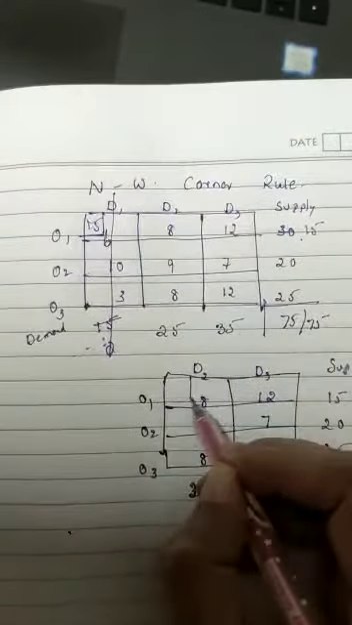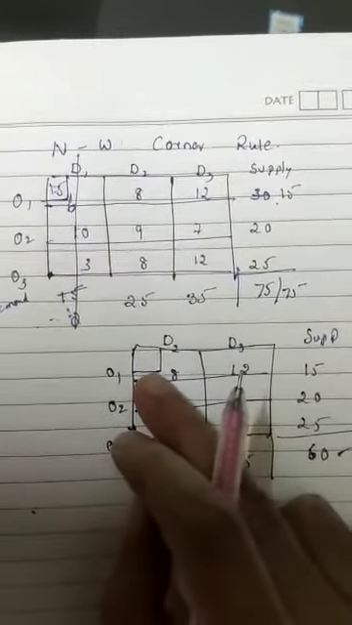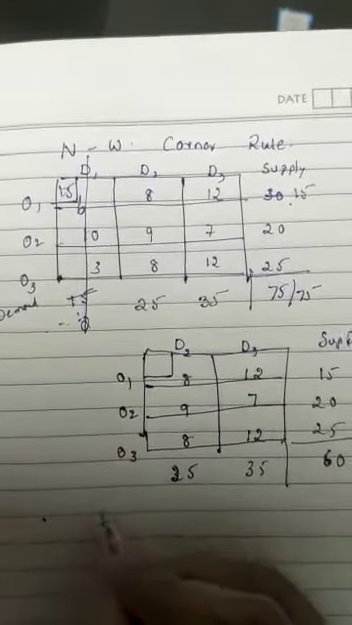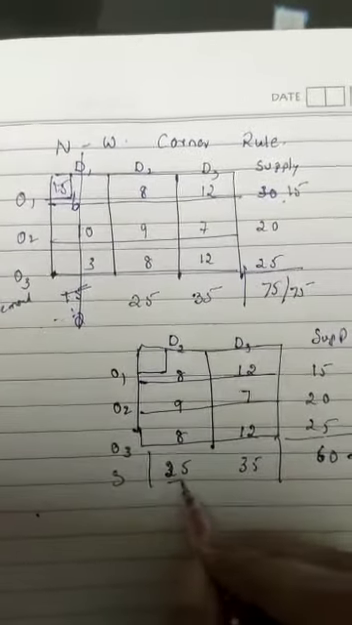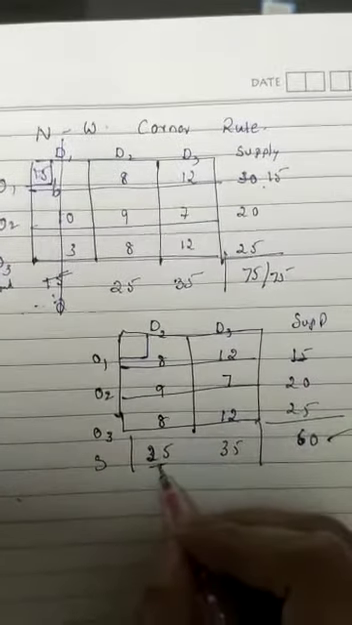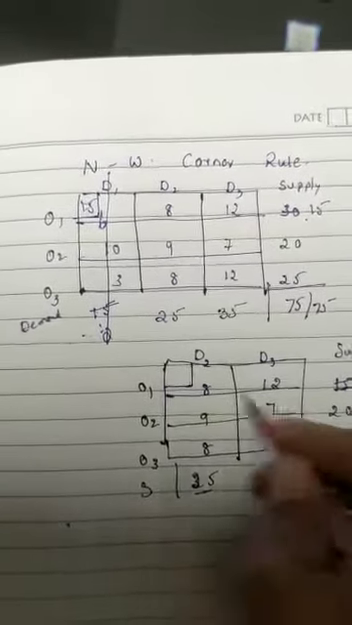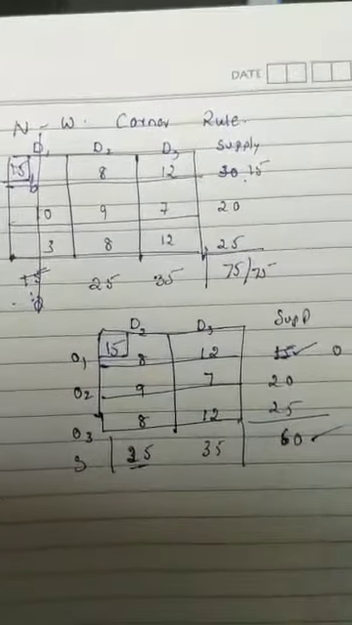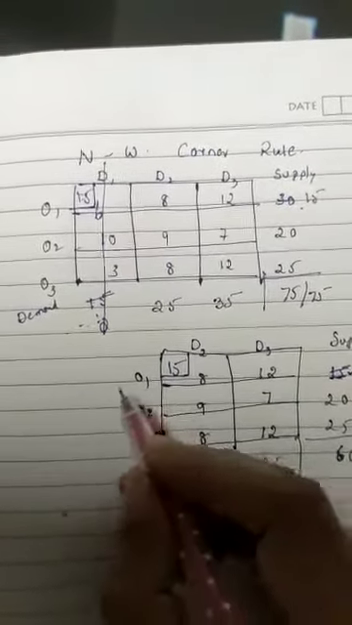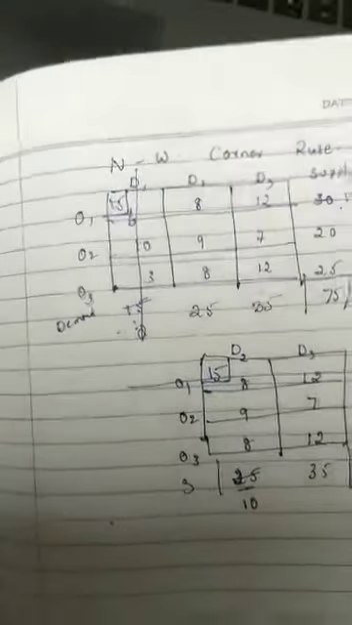Northwest corner means this first corner, your left hand side first one. Here the supply is 15 and the demand is 25, so we choose the minimum, 15. 15 minus 15 is 0, and 25 minus 15 is 10. Since 0 is there, origin 1 is completed, so origin 1 is deleted.